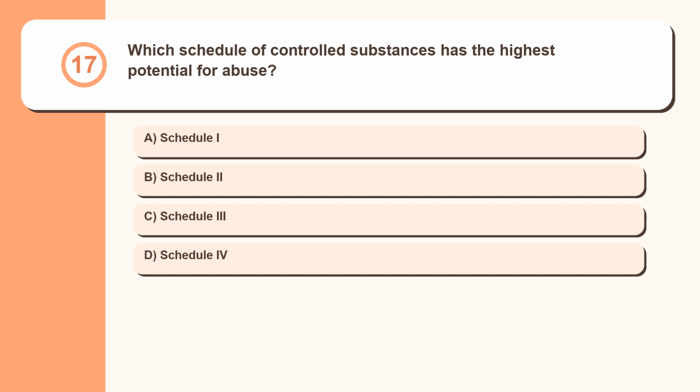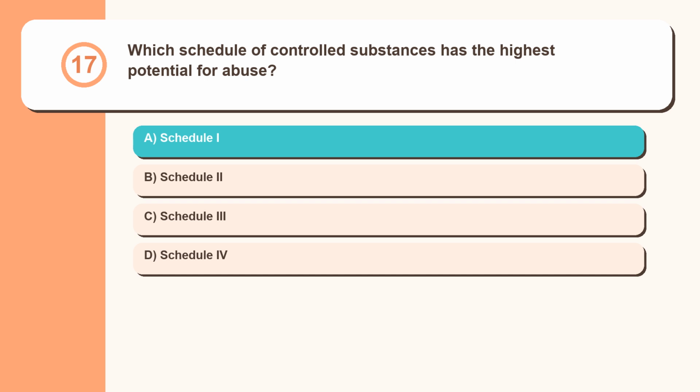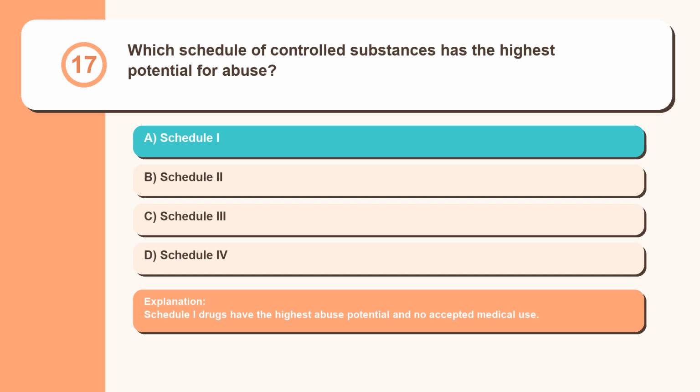Question 17. Which schedule of controlled substances has the highest potential for abuse? Schedule I, Schedule II, Schedule III, Schedule IV. Schedule I drugs have the highest abuse potential and no accepted medical use.